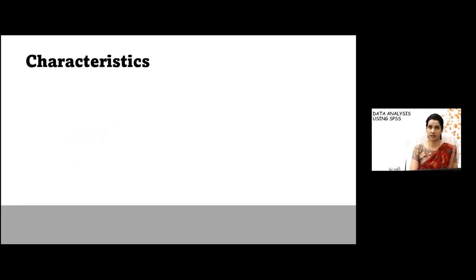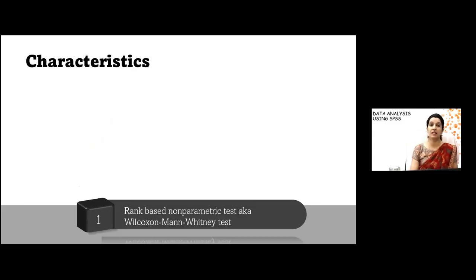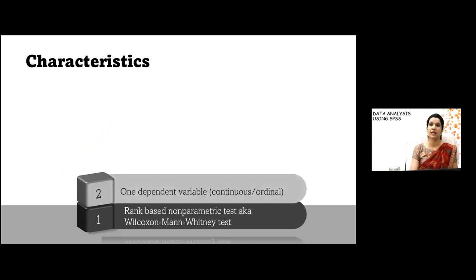So it has certain characteristics. What are those characteristics? It is a rank-based non-parametric test. Here there is one dependent variable, which is continuous or ordinal. Ordinal in this case would be like pain score, because there are many ordinal variables which have more than 7 categories. If an ordinal variable has more than 7 categories, you can treat it as a continuous variable. For example, the VAS scale is a 10-point scale, so you can treat this score as a continuous variable, although it is ordinal in nature.